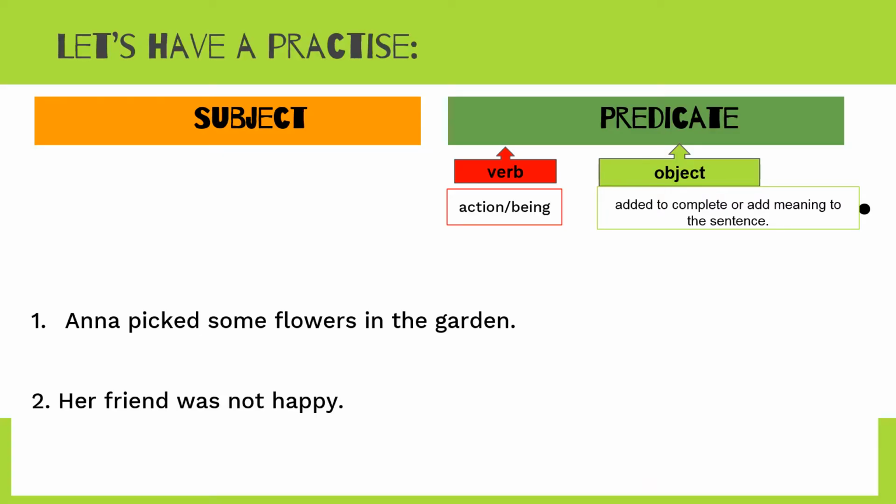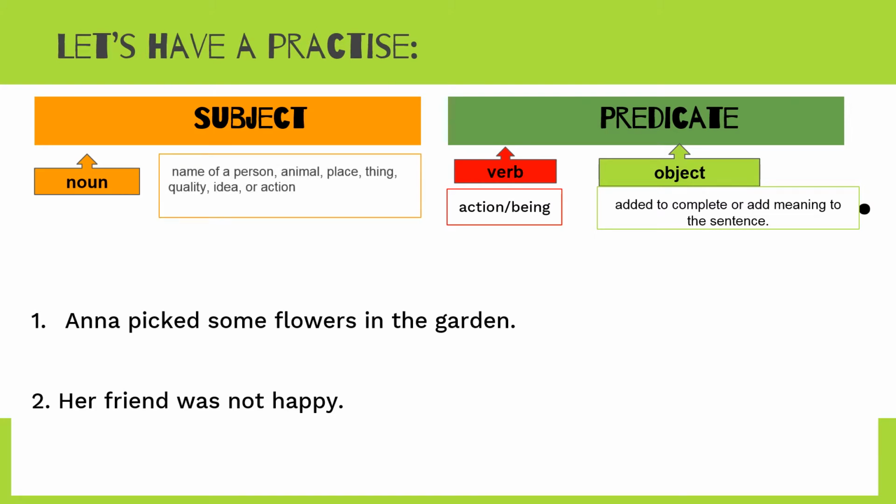Now let's have a quick practice. Remember, the subject is the noun. It is who or what the sentence is about, and the doer of the action. The predicate is split into two parts, verb and object. So in here we have an action verb or being verb, and you can use one in your sentence or both. And the predicate could also have an object. It's extra information about our sentence.